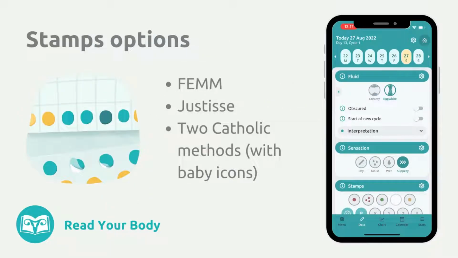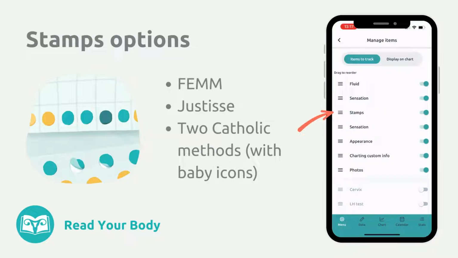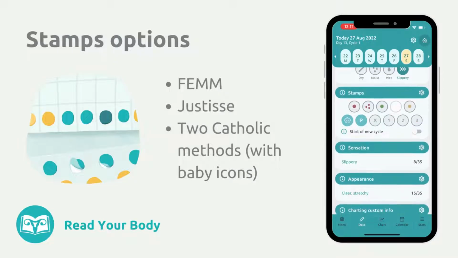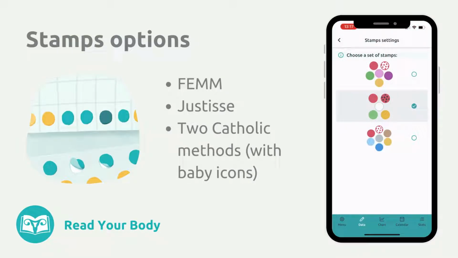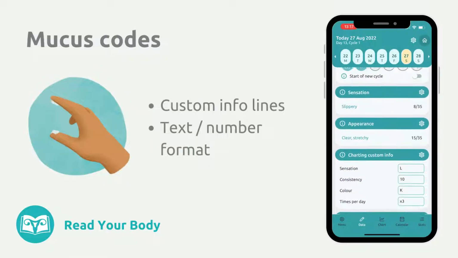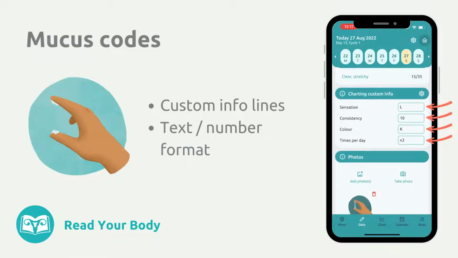Alternatively, if you want to chart with coloured stamps, enable the stamps options in your settings. Stamps are specifically designed for Femme, Justice, and 2 Catholic mucus-only methods. And if you need to record mucus codes like these, you can use text, number, custom info lines.